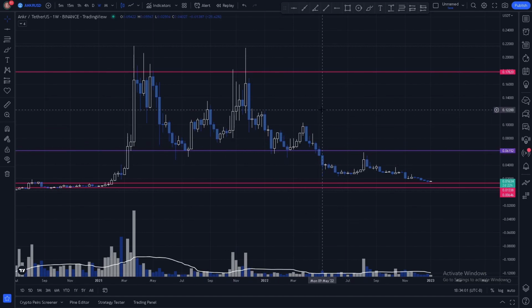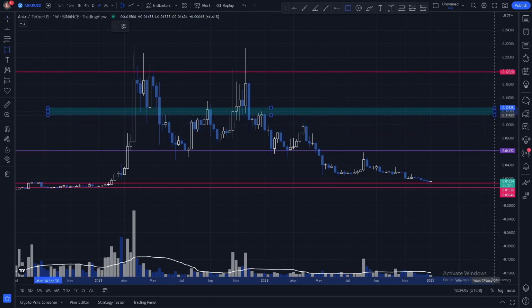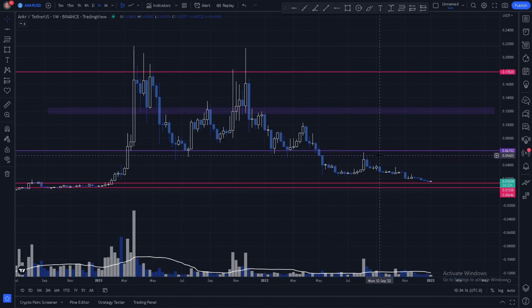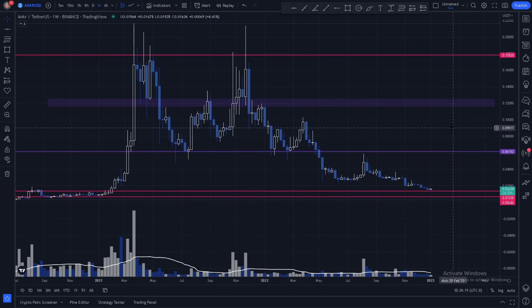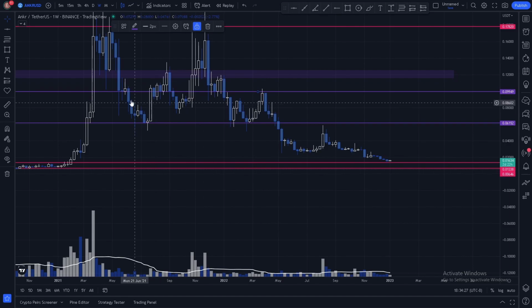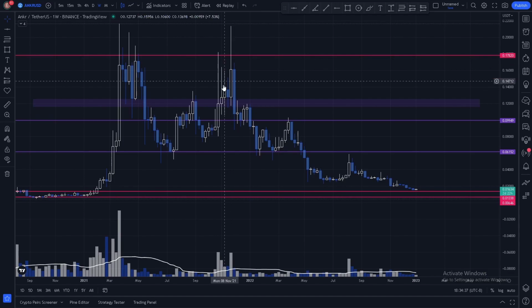Now we also notice a key level right here. We see multiple reactions acting as support and resistance, which is obvious to spot here on the weekly. And we notice one more key level right here. And what do we see? We see multiple reactions to the same key level acting as support and resistance, with drastic moves away from the level.